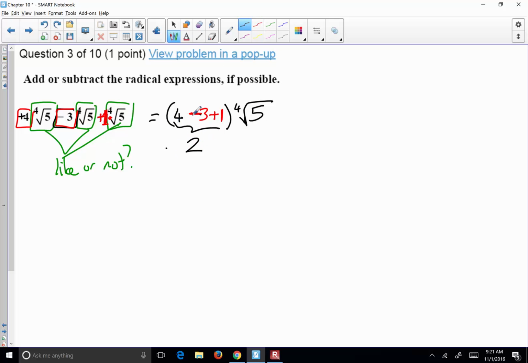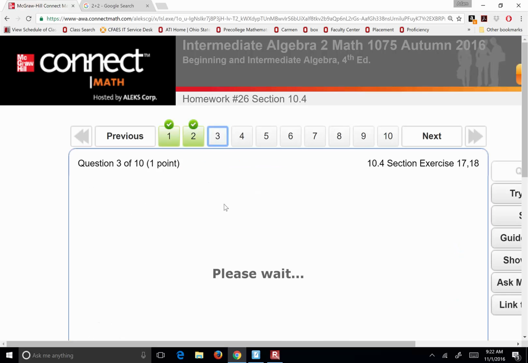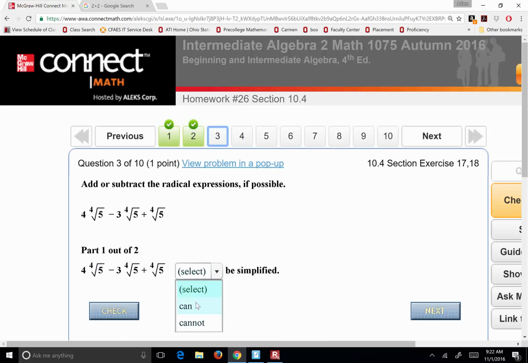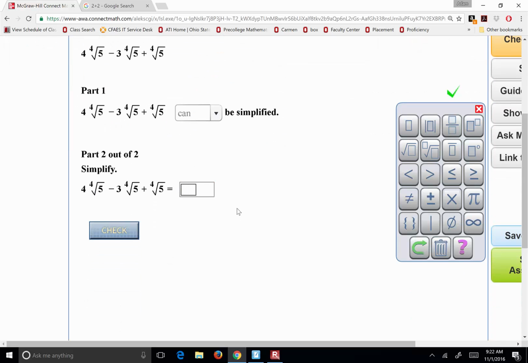So this is 2, right? 4 take away 3 is 1, add 1, it's 2. The answer is 2 times the 4th root of 5. Yes, can be simplified, we did, and the result was 2. How do you make the 4th index? You need to go with the second option, nth root, make 4, right arrow key, go inside and make 5.